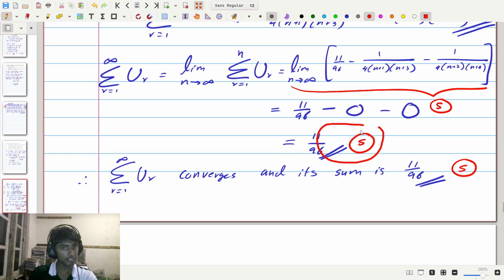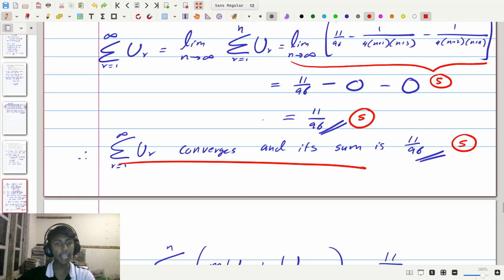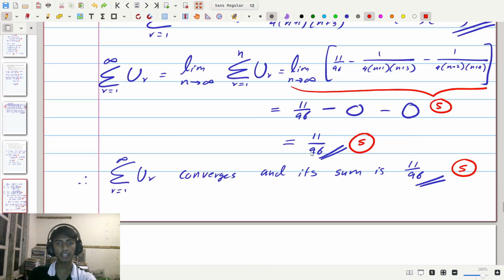And interestingly, when you then write the conclusion sentence saying that the sum from r equals 1 up to infinity of u of r converges and its sum is 11 over 96, for writing this sentence after finding the sum, you get another 5 marks. So basically, you write the same exact thing again with the statement that the sum converges and the sum is 11 over 96. That statement gets you another 5 marks. So it's very important that you write the statement in addition to finding the actual convergent value.